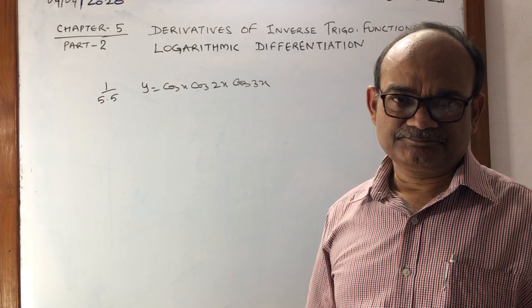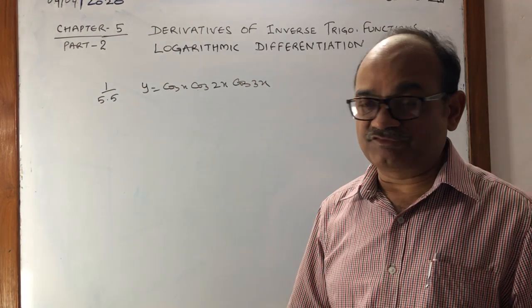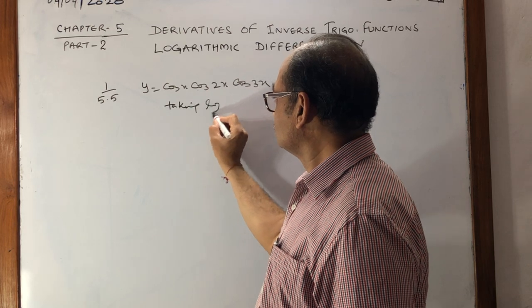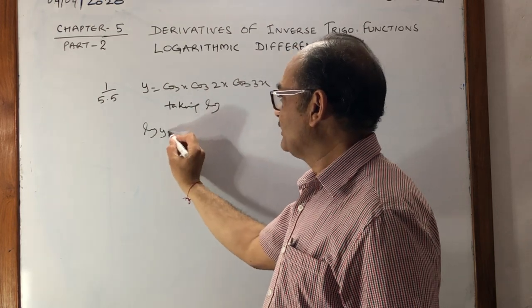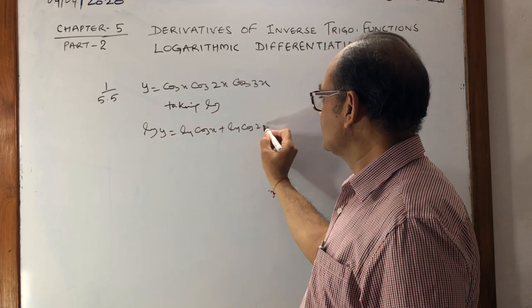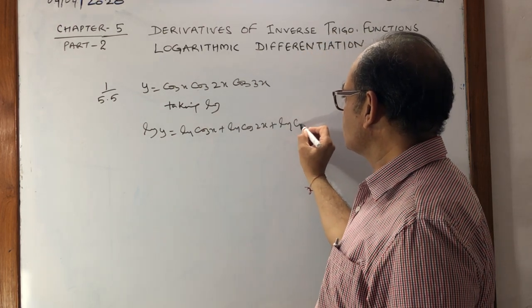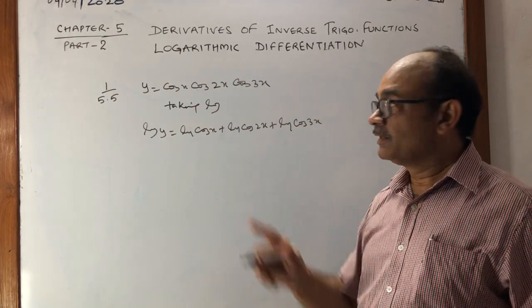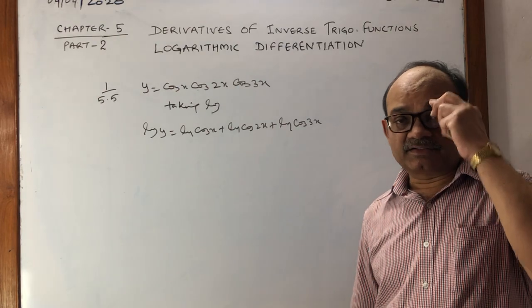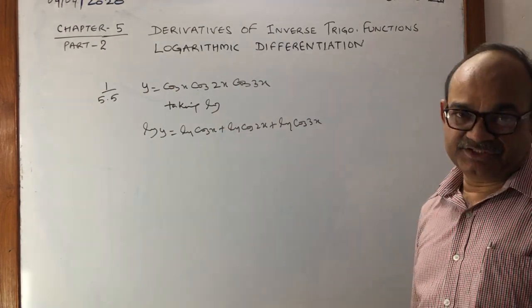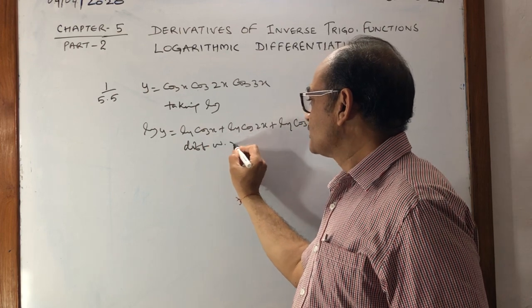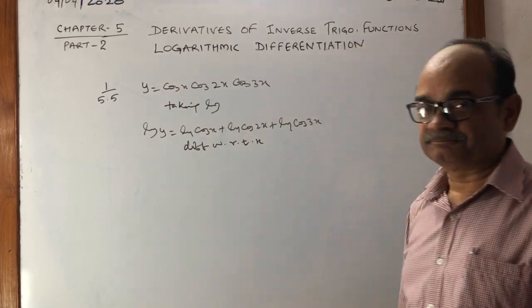We have three functions. But to make our calculation easy, we are taking log on both sides. Log y equals log cos x plus log cos 2x plus log cos 3x. Why? Because these are in product form, and whenever we take the log of a product, it converts it into addition. Now differentiating with respect to x.